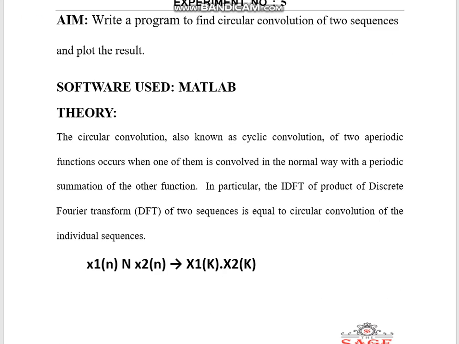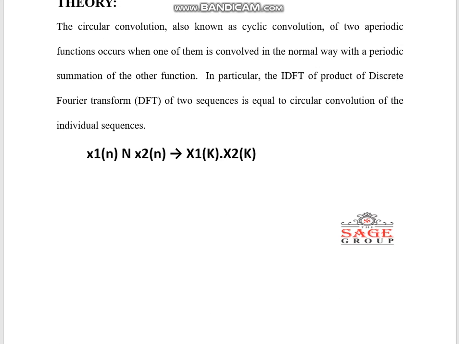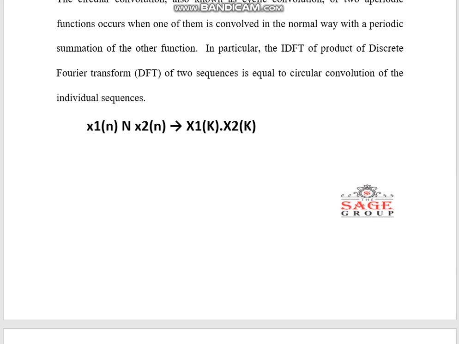The circular convolution is also known as cyclic convolution. Now, if I take the circular convolution in time domain, say I have two sequences x1 and x2, and I take circular convolution of two sequences in time domain and find out its DFT, it will be equal to the product of the individual DFTs of the two sequences x1(n) and x2(n).